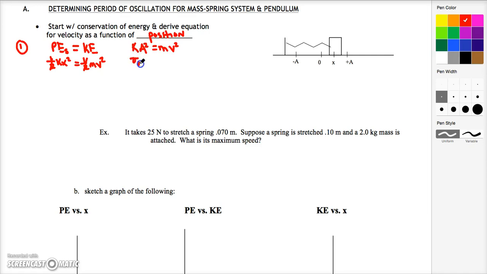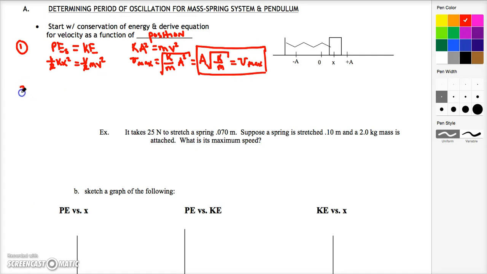So my v max, if I solve for v, is k over m times a squared, and it's the square root of all that. And so what I'm going to do is I'm actually going to pull out this a squared. It's under the square root, so I just get a times radical k over m. And that's going to be my maximum speed. So let's write that, v max. And that's important, so we're going to put a box around it.